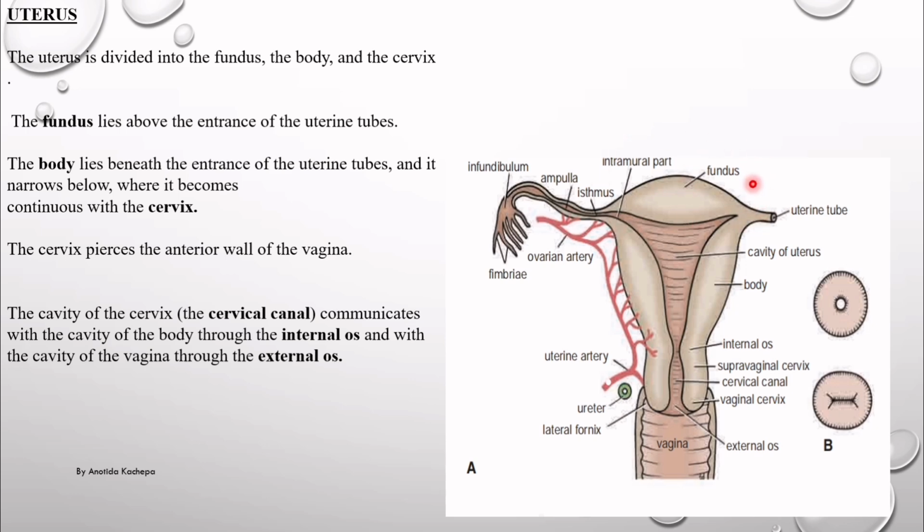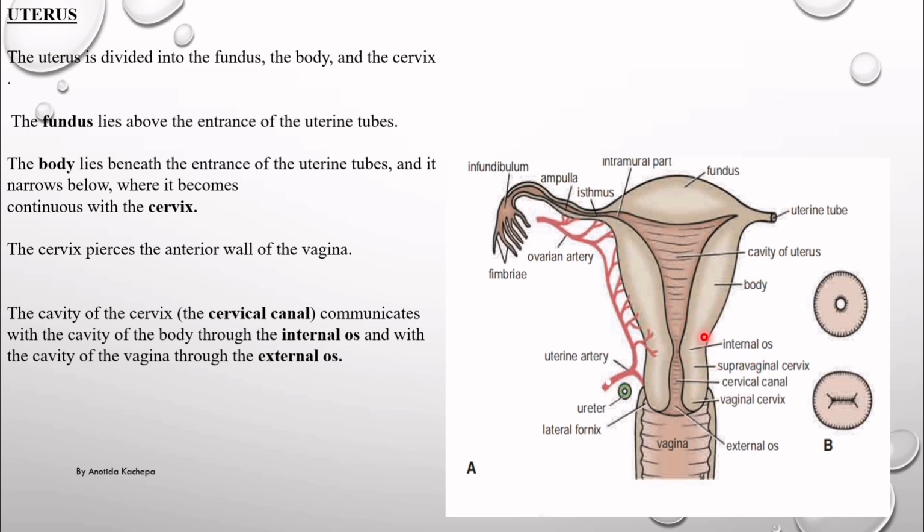The fundus lies above the entrance of the uterine tube. The body lies beneath the entrance of the uterine tube, and it narrows where it becomes continuous with the cervix. The cervix will pierce the vagina. Also in the body of the uterus, that's where we find implantation of the fertilized ovum or egg. So the cervix here is the narrowest part of the uterus.